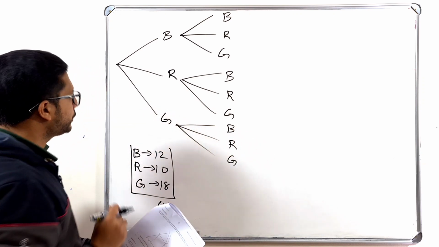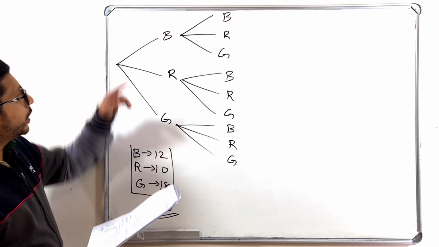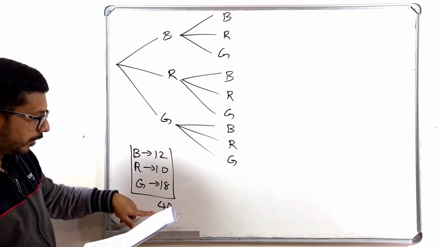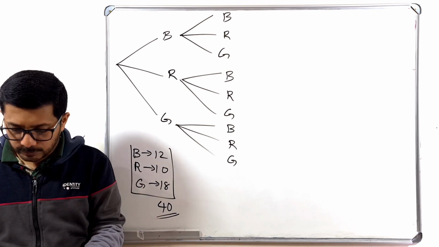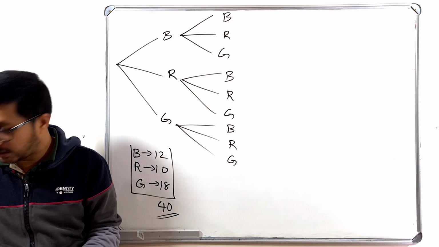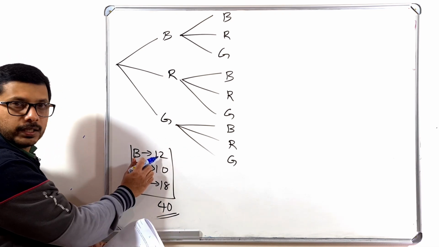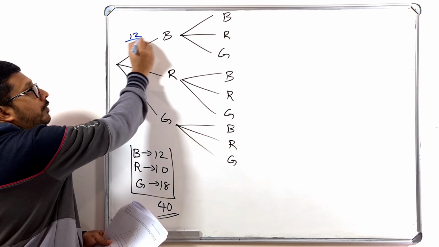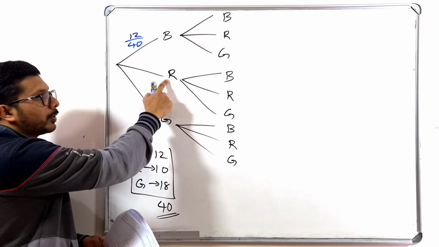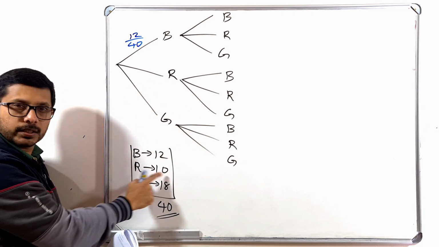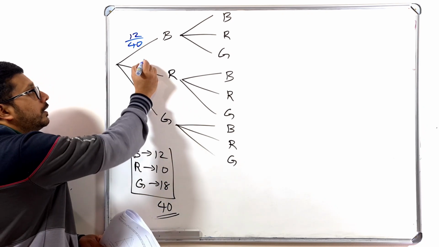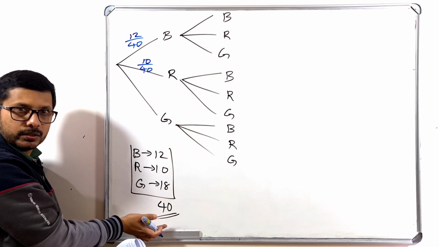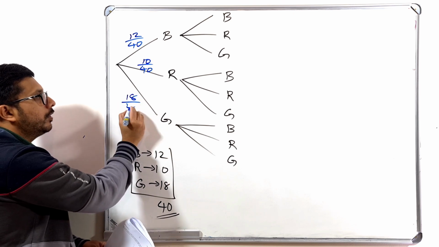Now, what is the probability of getting a blue ball here? How many blue balls are there? 12. Total how many balls? 40. I'm not going to simplify here; we can simplify together at the end. So the probability to get a blue ball is 12 over 40. The probability to get a red ball: there are 10 red balls, total 40, so 10 over 40. Green balls 18, total 40, so 18 over 40.